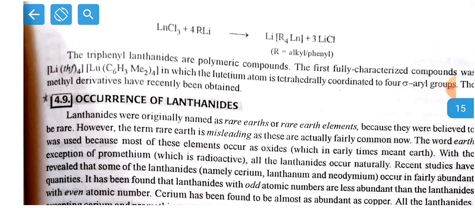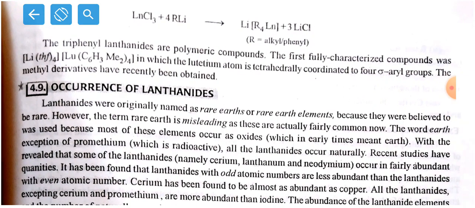The first fully characterized compound was [Li(THF)4][Lu(C6H3Me2)4], in which the lutetium atom is tetrahedrally coordinated to four sigma aryl groups. The methyl derivatives have recently been obtained.